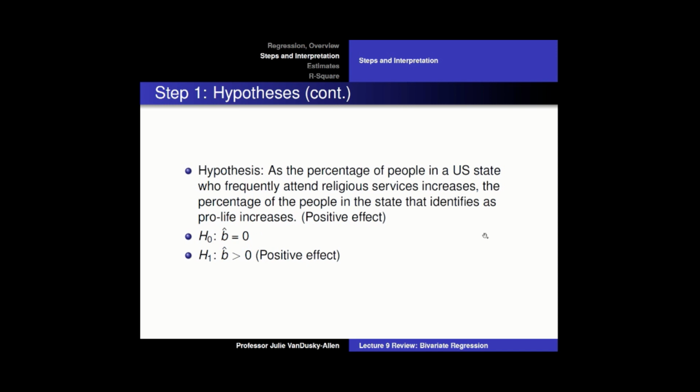So going back to our example from earlier in the lecture, the hypothesis was, as the percentage of people in a U.S. state who frequently attend religious services increases, the percentage of the people in the state that identifies as pro-life increases. This is a positive effect. So my null hypothesis would be H0: b hat = 0, and my alternative hypothesis will be H1: b hat > 0 for a positive effect.